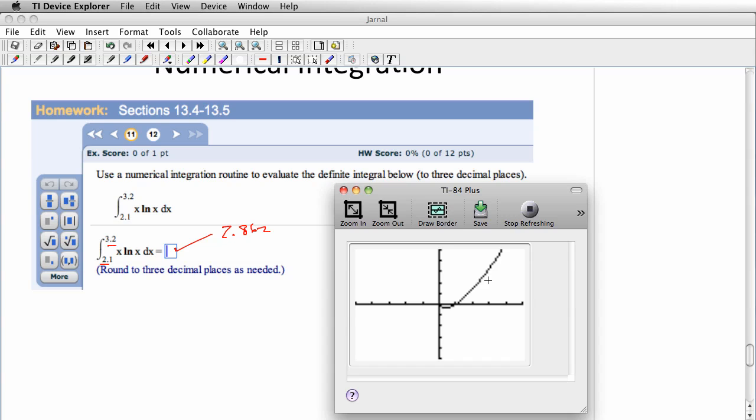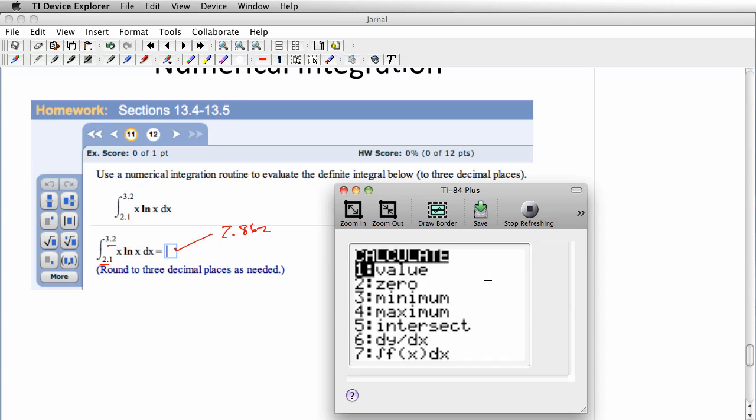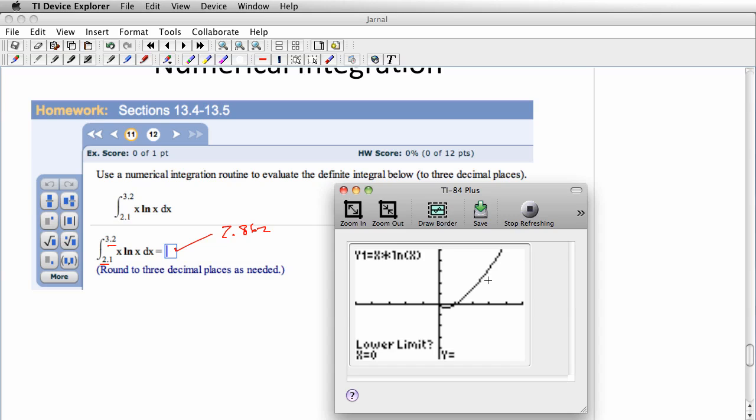This is the same menu we used before to estimate the derivative. So calc is in little letters above the trace button on your calculator, so it's second trace that gets you to the calc menu, and you can see down, number 7 on this list is an integral. It looks like an integral symbol. So if we choose that, hitting enter, then I can set the lower limit and upper limit for my integral.